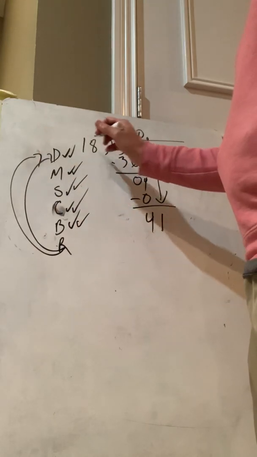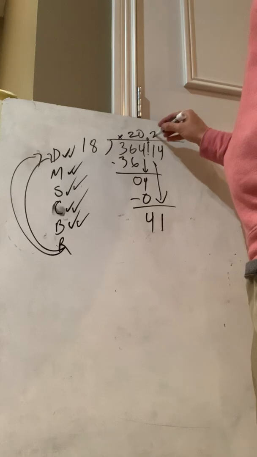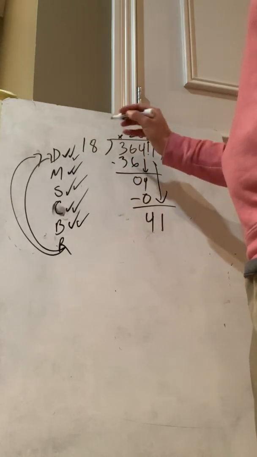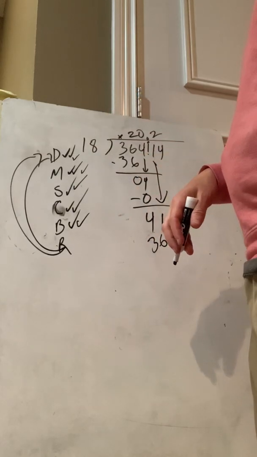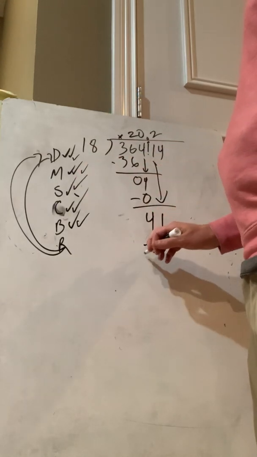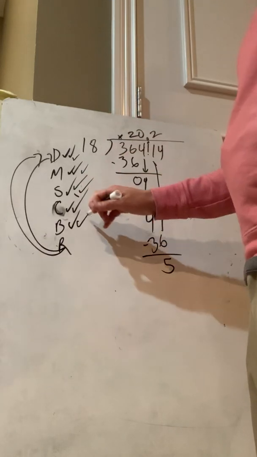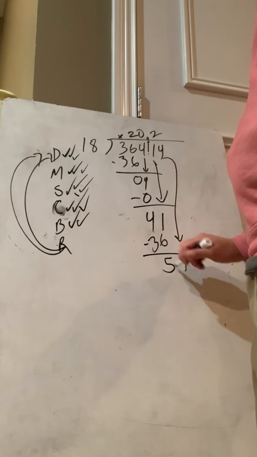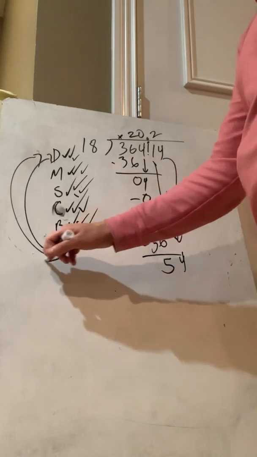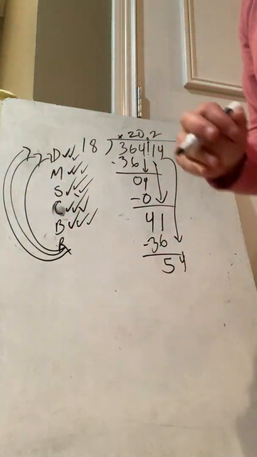Redo it again. 18 goes into 41, how many times? Twice. Check. 2 times 18 is 36. Check. Let's subtract, and we get 5. Check, is 5 less than 18? It is. Check. Then it's time to bring down the 4. Check. Time to redo again. We keep redoing until there's nothing left to bring down.